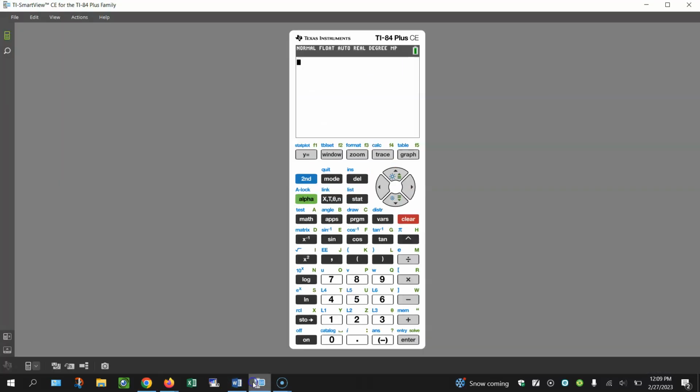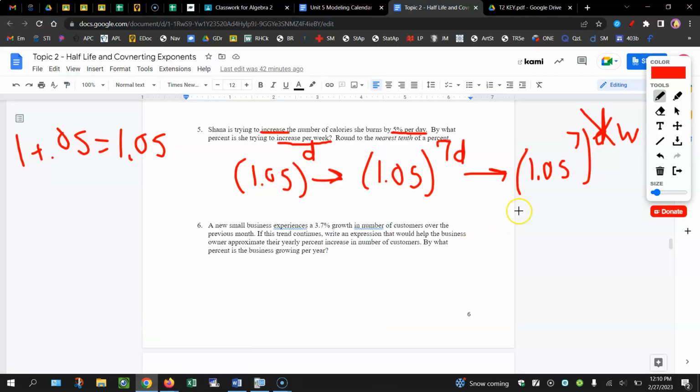And then in our calculators, if we take that 1.05 to the 7th power, so 1.407, just to grab a few of the decimals here. So 1.407 to the W.